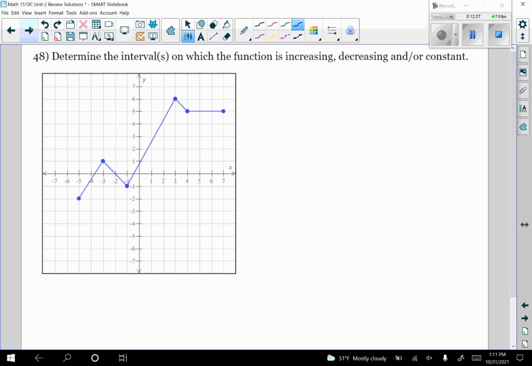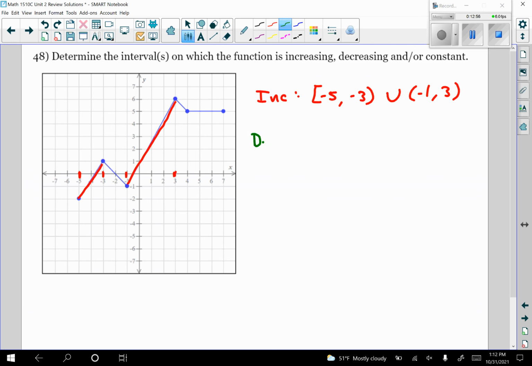Here we want to determine the intervals on which the function is increasing, decreasing, and or constant. So let's do increasing. So we're going to start from here. So that's going uphill left to right, and then this portion. Those are the only 2 intervals where our function is increasing. We include the endpoint. So we're going to say from -5 over to -3. And then also from -1 right here to 3.